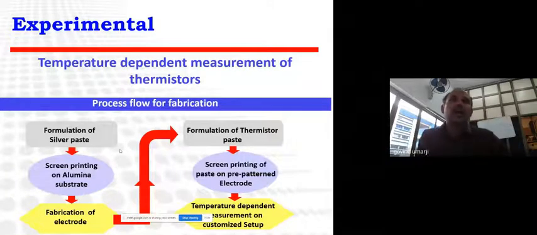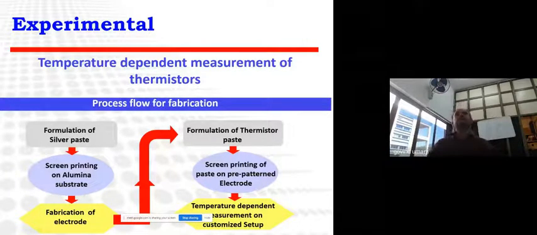The real part comes to the technological goal. For that we have to process the parameters. The process flow is like this: formulation of the silver paste, which we have done as the photopatternable paste composition. Then screen print on the aluminum substrate, fabricating the electrode. Once the electrode is fabricated, we formulate the thermistor paste composition using the synthesized material. Then screen print on the pre-patterned silver electrode, selectively on that gap, and then we measure the temperature dependent properties. So this is the process flow chart we follow.